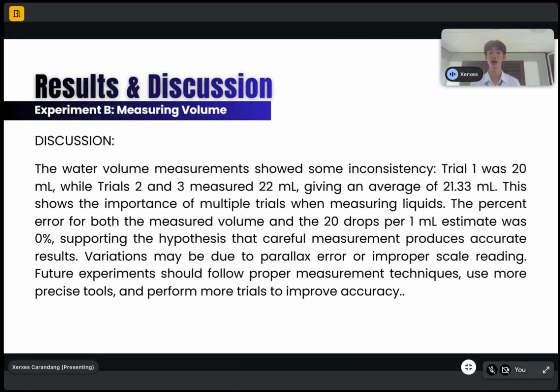Variations may be due to parallax error or improper scale reading. Future experiments should follow proper measurement techniques, use more precise tools, and perform more trials to improve accuracy.